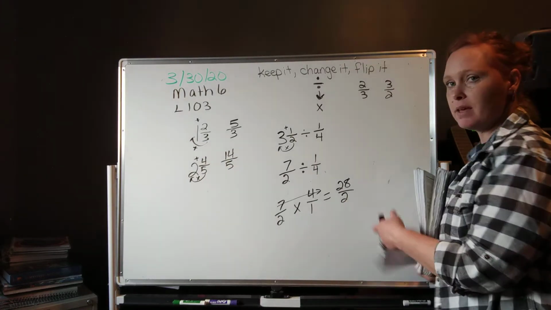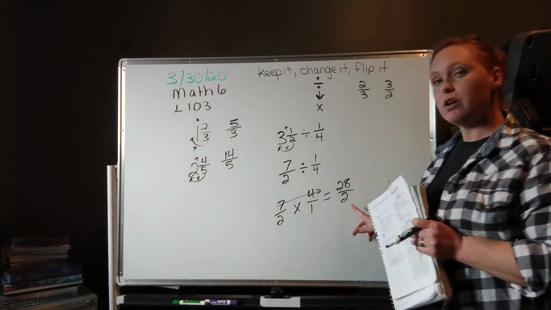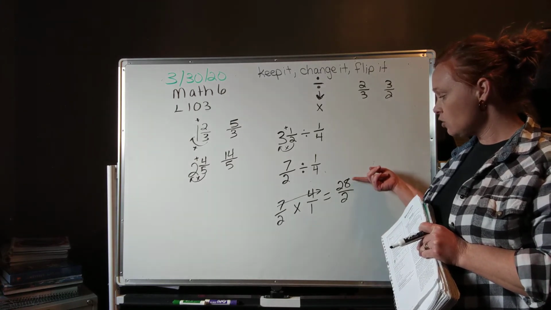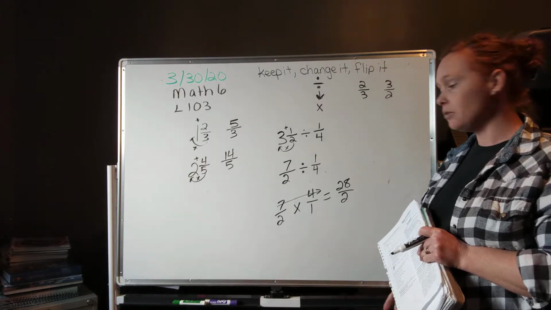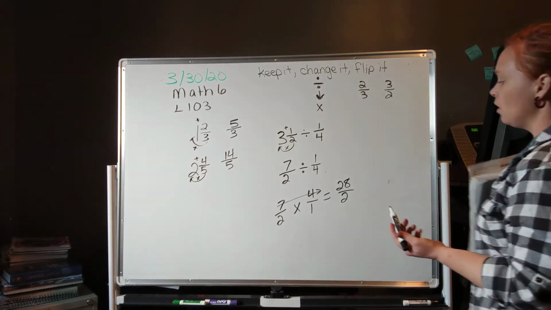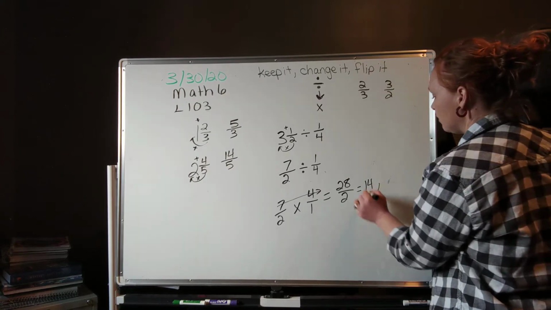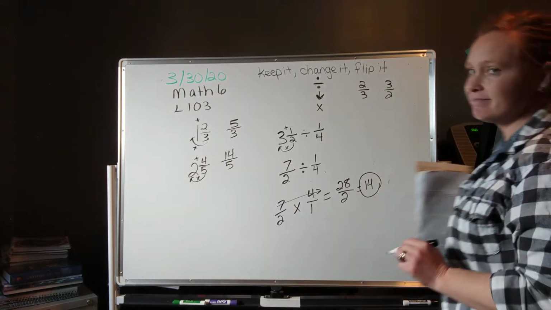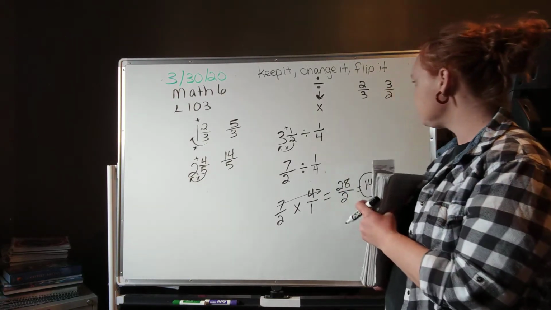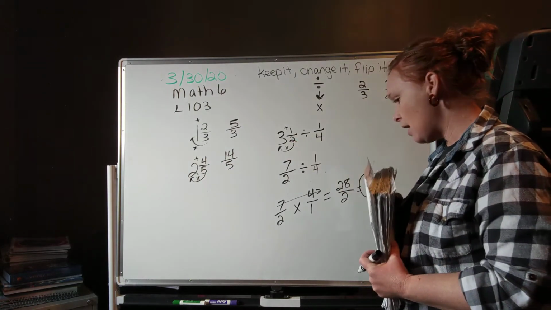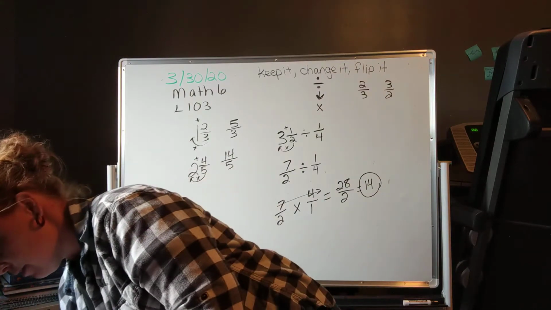Now can we keep this in this form? No, we don't want our answer to be an improper fraction, but we can go ahead and divide 28 divided by 2, because that's just a simple division problem, and we get what? 14. And I circle my answer. Okay? So that's how we multiply and divide using mixed numbers. Let me go ahead and write another example.